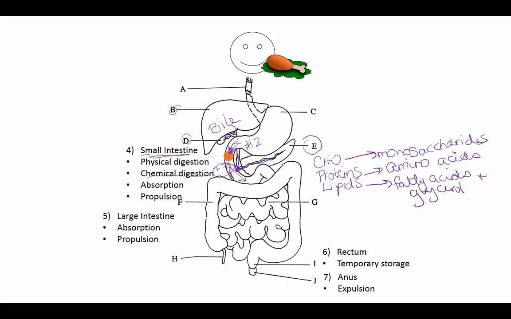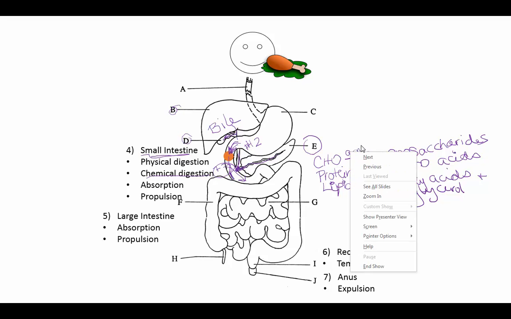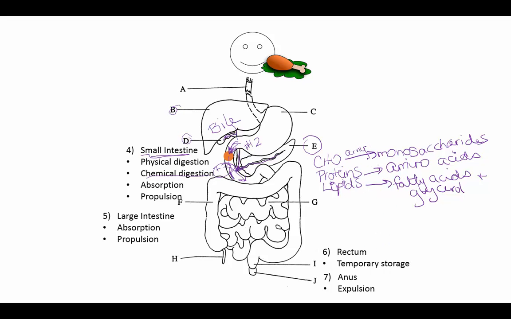Recall that bile is necessary to help break lipids down as it works to emulsify lipids, breaking large pieces into smaller pieces, which allow digestive enzymes to do their job. Also recall that there are different digestive enzymes working on the three macromolecules. Carbohydrates are broken down by amylase.